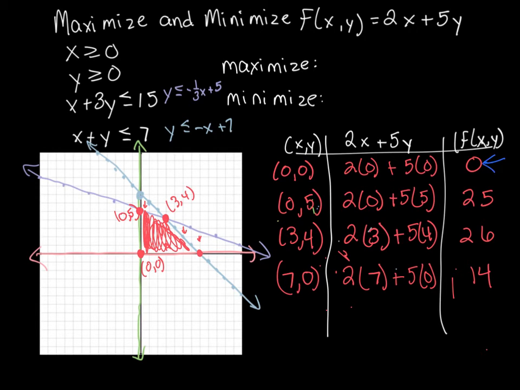So first, let's go ahead and look for our minimum. And that would be 0 is the smallest number. Out of 0, 25, 26, 14, 0 is the smaller. So for our minimum, we would put f of 0, 0 equals 0. Then for the maximum, our largest number is 26. So we'd say f of 3, 4 equals 26 for our maximum.